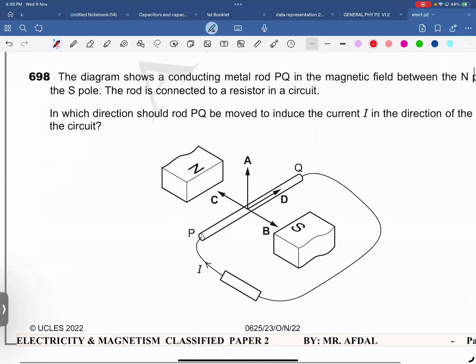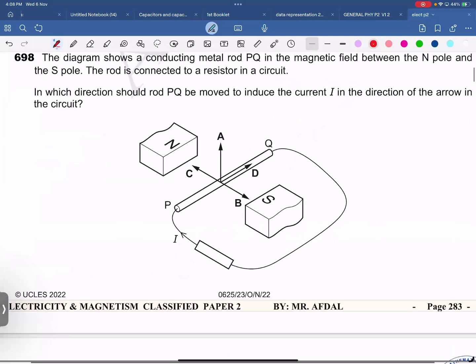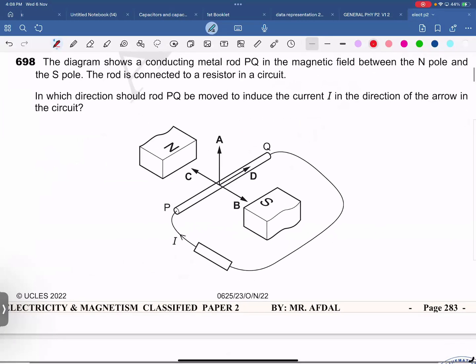Question number 698. The diagram shows a conducting metal rod PQ in magnetic field between the N pole and S pole. The rod is connected to a resistor in a circuit. In which direction should the rod be moved to induce current in the direction as shown in the arrow?